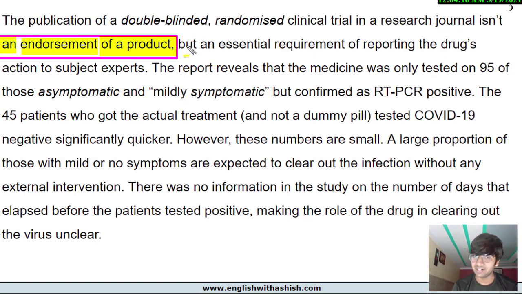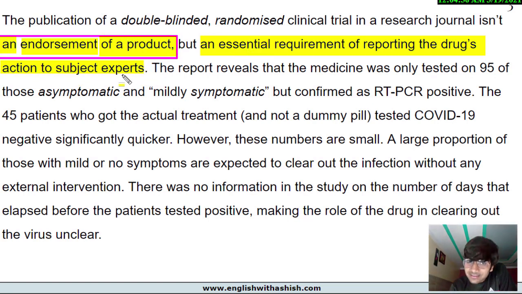Let's look at this. But, conjunction. This is not this, but this is what? This. An essential requirement of reporting the drug's action to subject experts. This is again a noun phrase, which is renaming the subject. The publication of a double-blinded randomized clinic trial in a research journal. See, this is not this, but this is this. An essential requirement. So we have two pre-modifiers. An requirement, right? An essential, just one requirement. Essential, important, right? Pre-modifiers modifying the noun requirement. One requirement, essential, important requirement of reporting the drug's action to subject experts.